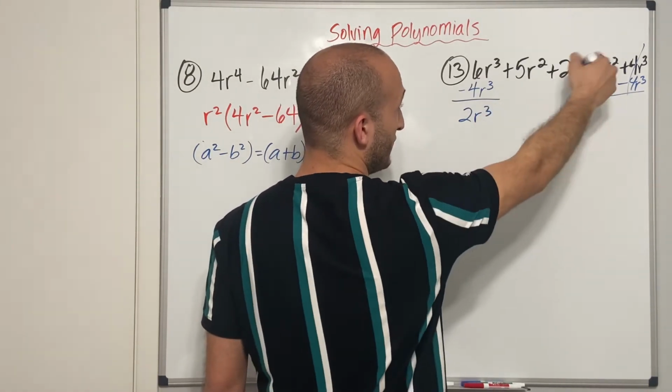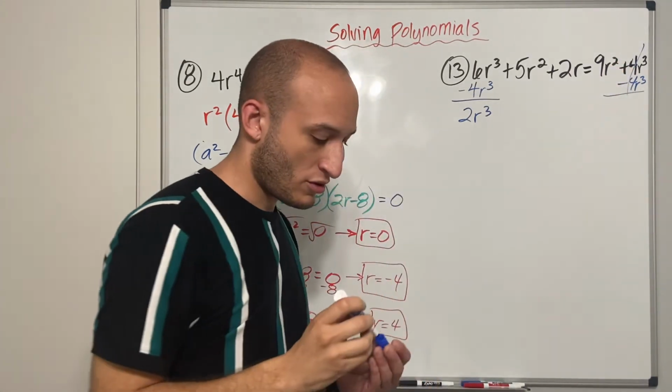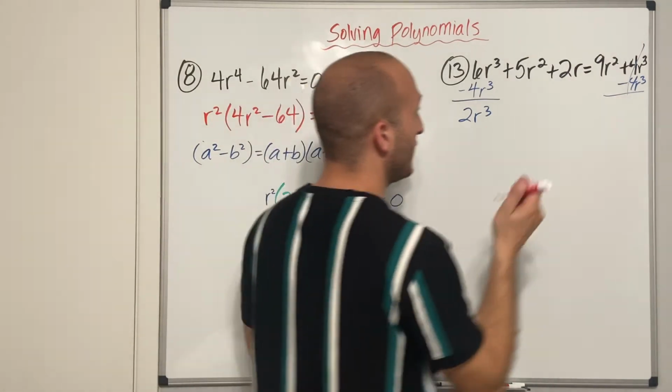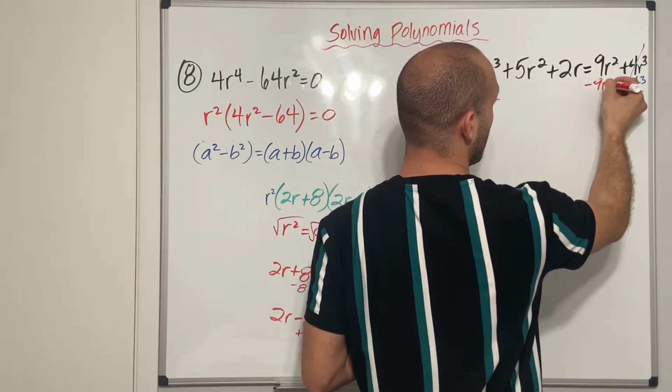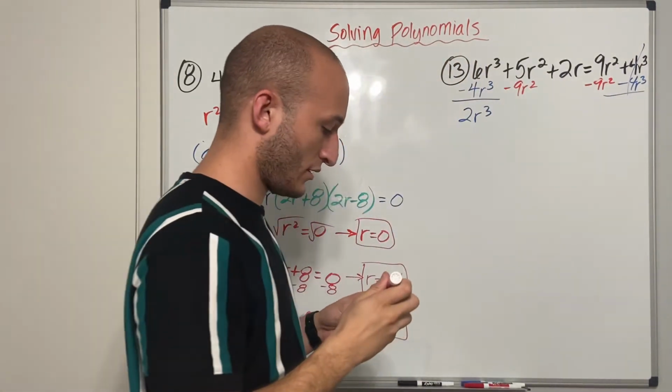I'm going to rewrite these down here. Actually, I'm going to bring that 9r squared over. So let's do that. If I want to bring it over here to this r squared, I'm going to subtract 9r squared.